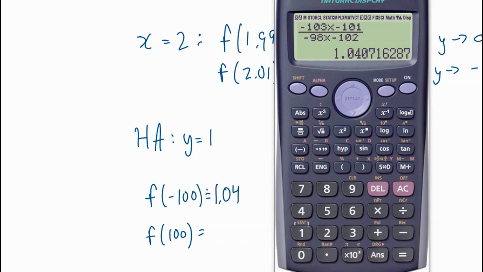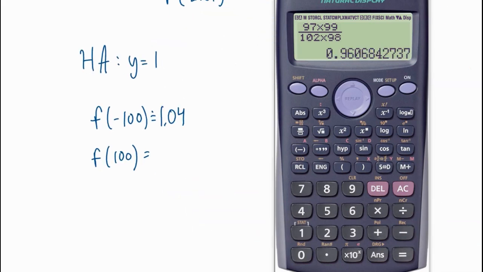So it's above. Okay, and now positive 100 is going to be 100 minus 3 is 97. 100 minus 1 is 99. Over 100 plus 2 is 102. 100 minus 2 is 98. And this one's below.